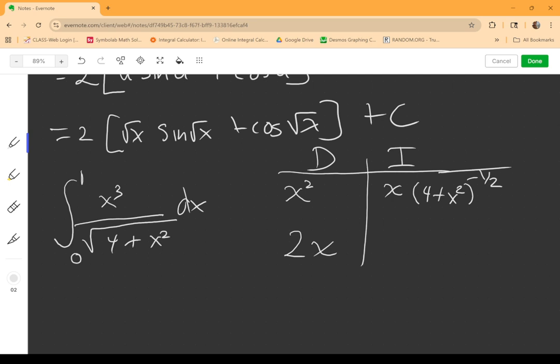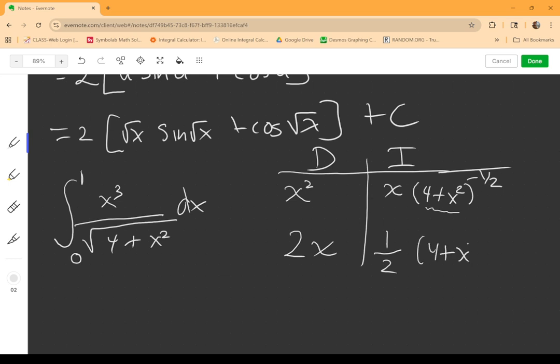Now how do I know that? If I look at this inner function, 4 plus x squared, the derivative of that is 2x, which again, that's why I split that x off there, right? In order to have that x. Now there's no 2 there, but that's okay, right? Remember, if it's a constant, you just divide it through. So that's 1/2.